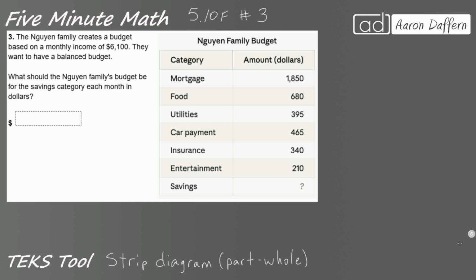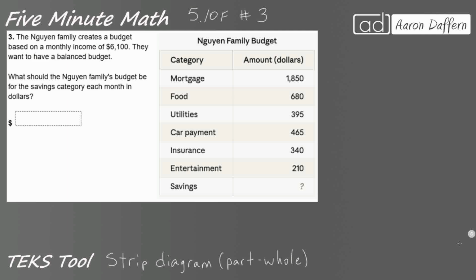Today we are looking at the TEKS tool strip diagram. We are working with part-whole relationships with a problem related to TEKS 5.10f. We will solve it in 5 minutes or less. If you haven't done so already, please take a moment to pause the video, work this problem out on your own, unpause it, and we will look at our answers together.